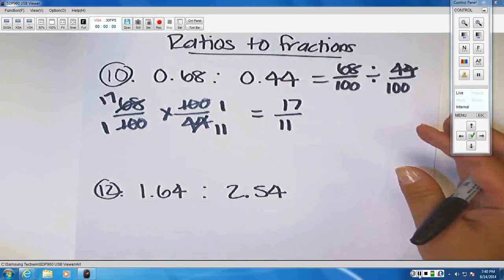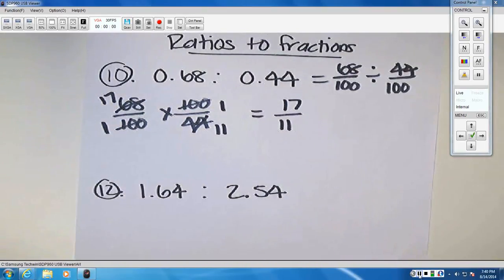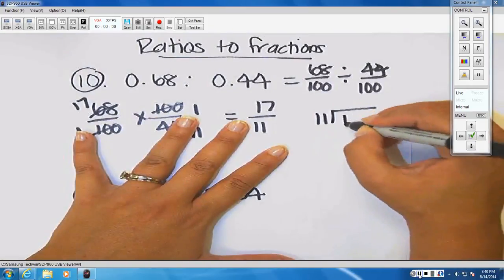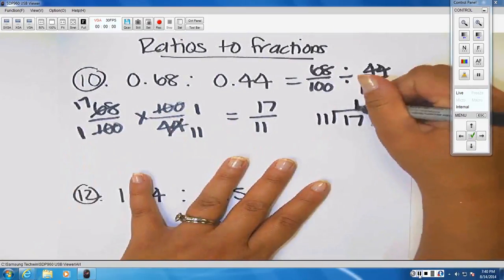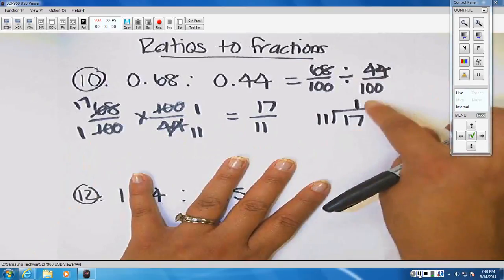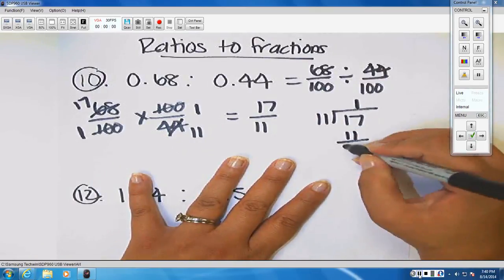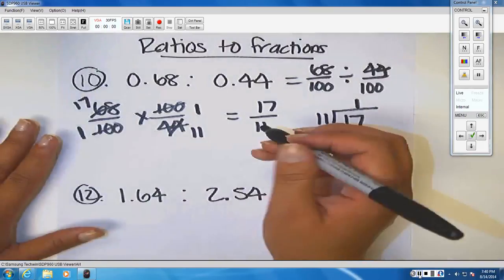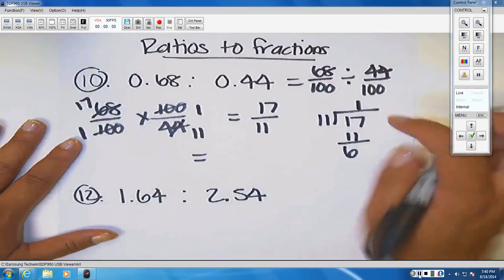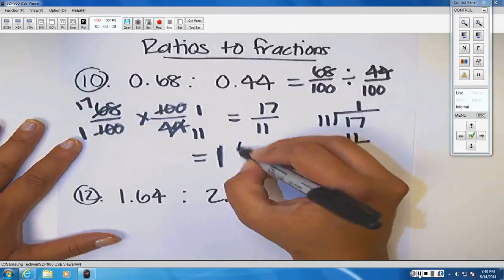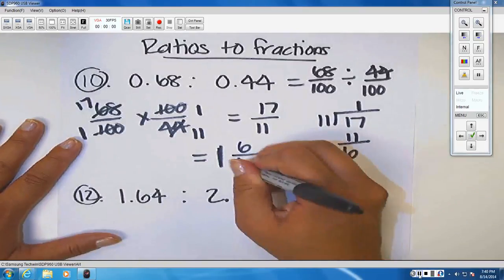It's an improper fraction. So I have to take that improper fraction and turn it into a mixed number. So I do that by 11 into 17. I know that 11 will go into 17 one time. 1 times 11 is 11. Do my math. And essentially I am left with 1 and 6 elevenths.